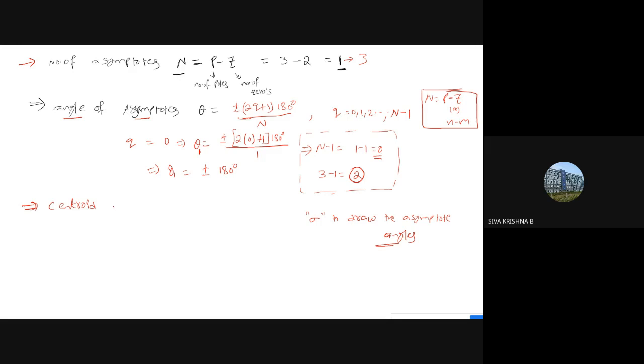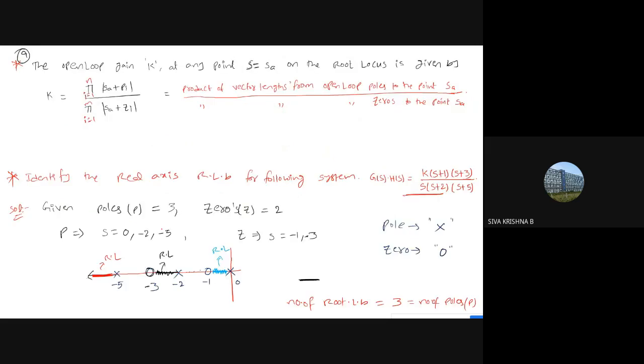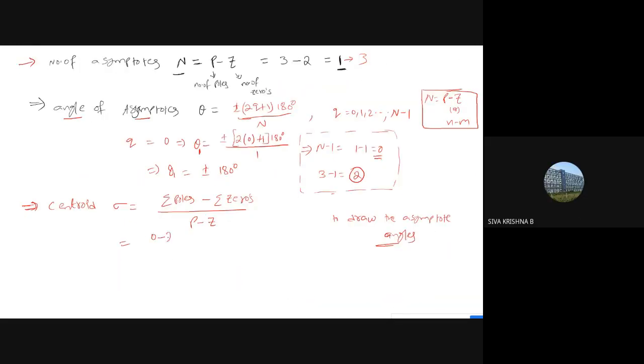Okay, now centroid sigma equals summation of poles minus summation of zeros divided by number of poles minus number of zeros. Now what is the value of this one? Sigma, the pole locations: what are those poles? 0, minus 2, minus 5. Next, minus the sum of zeros. The symbol is summation, so you have to add those. Zeros: minus 1, minus 3, divided by P minus Z.